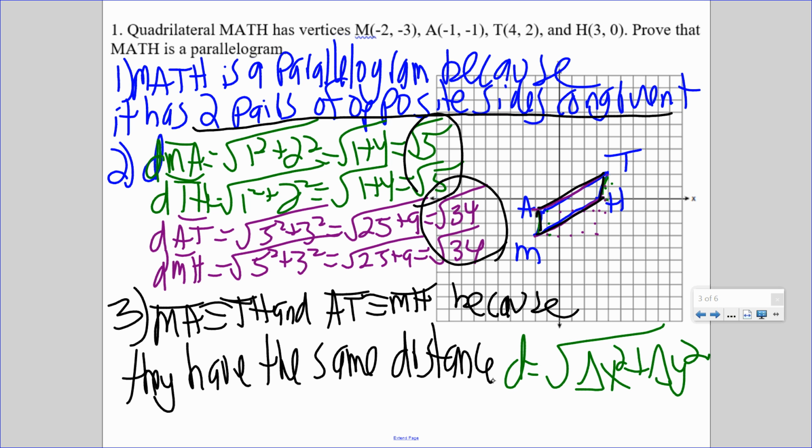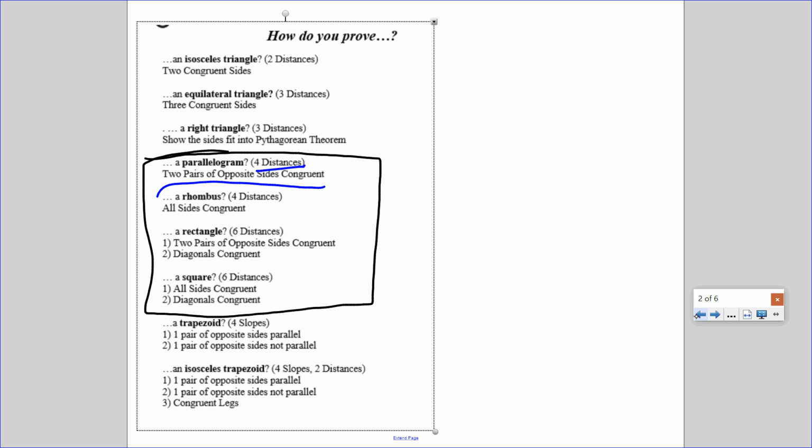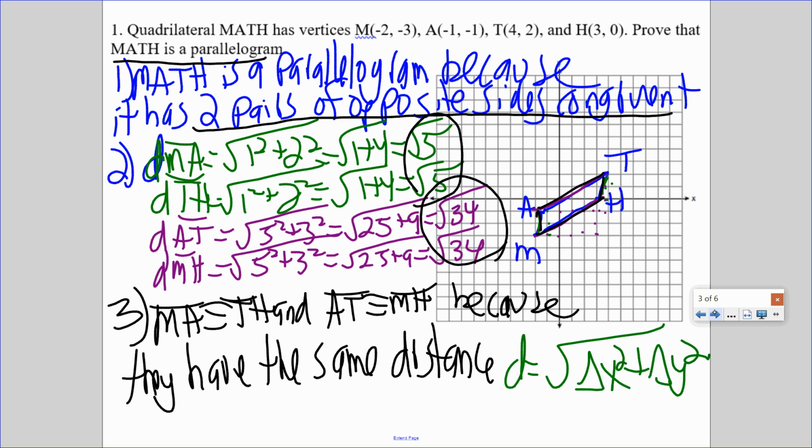And that's it. Step 1, state what they want you to prove because, and then finish that sentence from this sheet right here. Have this sheet, it's in the front of your packet, take a picture of it, have it to refer to whenever you're doing your coordinate geometry proofs. Step 2 is to calculate the distances that you need for that, and step 3 ties it all together. If you say it has two pairs of opposite sides congruent, tell me the opposite sides are congruent because they have the same distance.